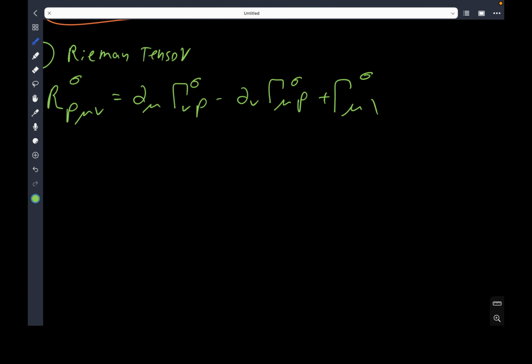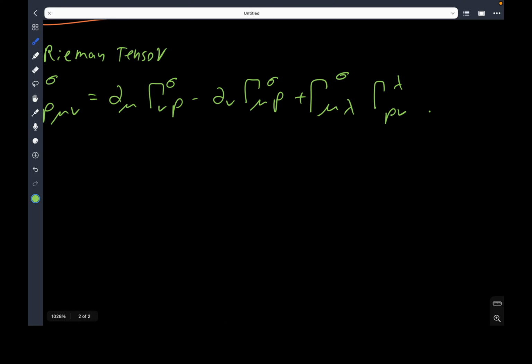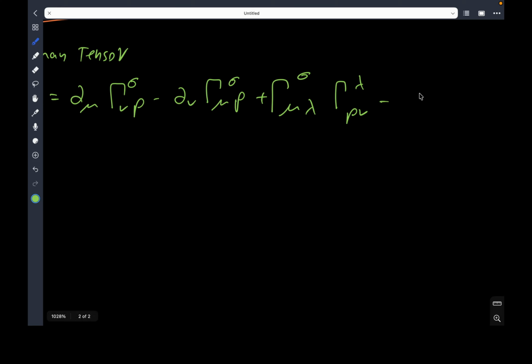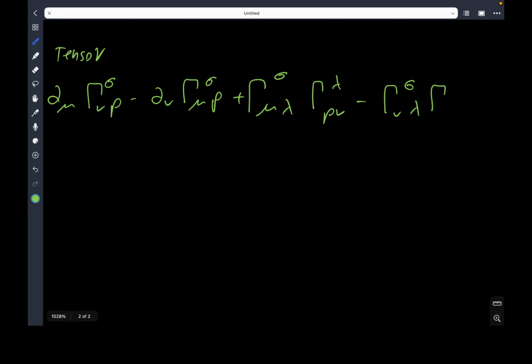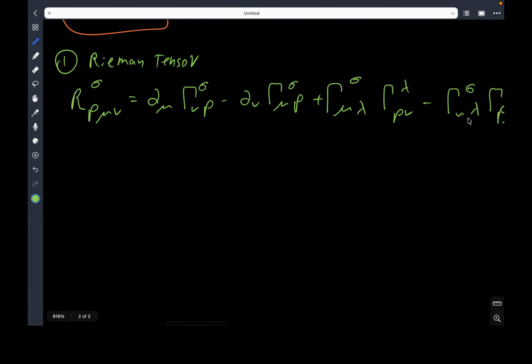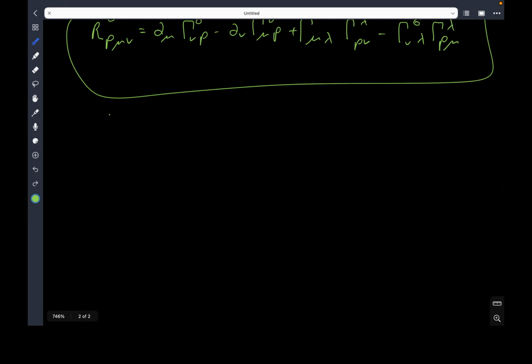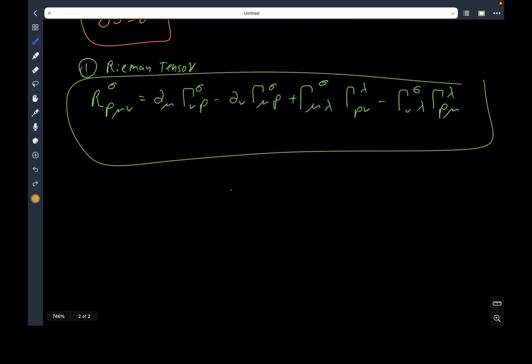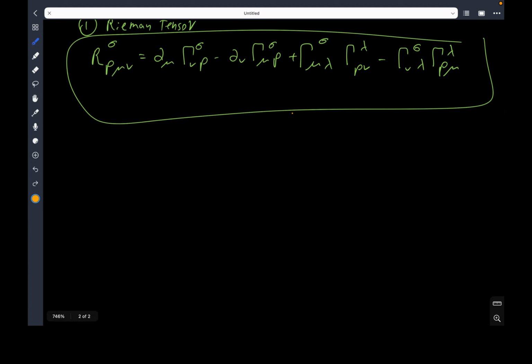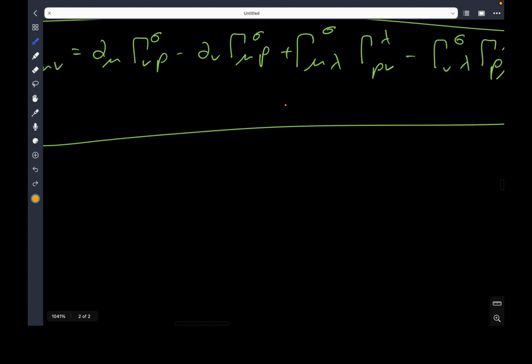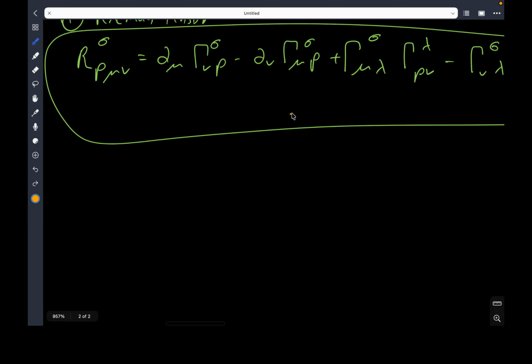Gamma^sigma_{mu lambda} Gamma^lambda_{rho nu} minus Gamma^sigma_{nu lambda} Gamma^lambda_{rho mu}. So this is the definition of the Riemann tensor, and these terms here are going to vanish in the vacuum, considering the space-time locally flat, which I'm going to explain to you what that actually means. So you don't have to be worried about it.